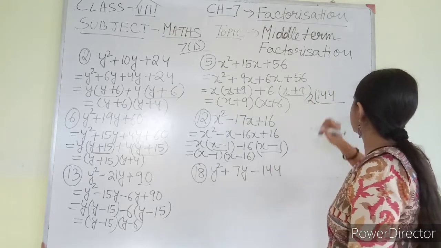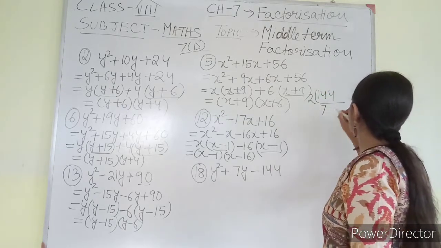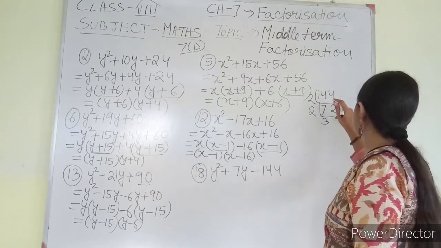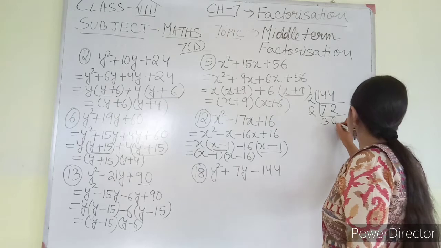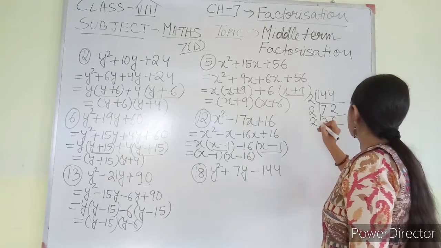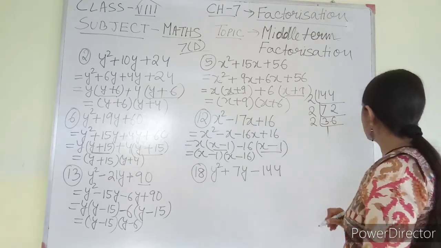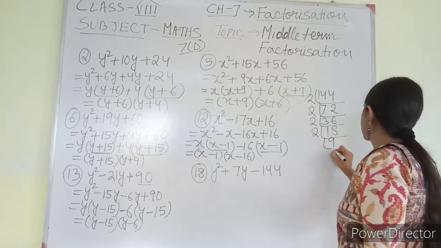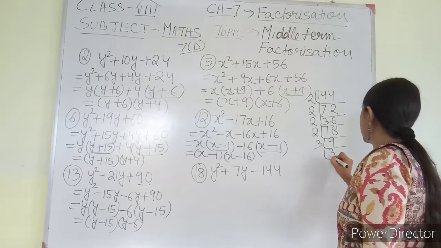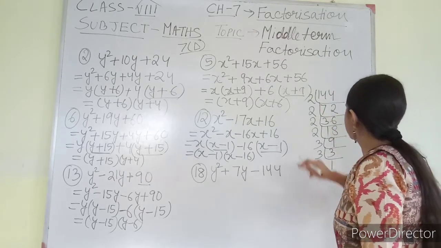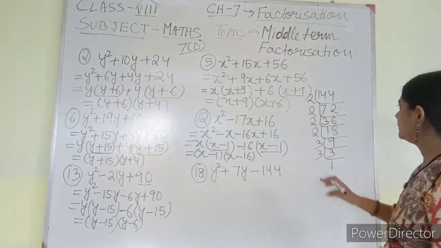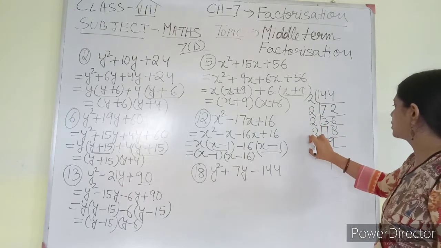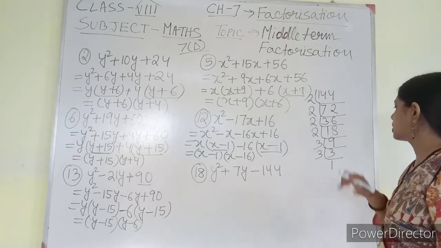144 by 2, if I divide, 2 7s are 14, then 2. Again by 2, 2 3s are 6, 12, that means 6. Now again by 2, 2 1s are 2, 18. Now by 2, 9. Now 3 3s are 9. So I have to get these numbers. 2 2s are 4, 4 2s are 8, 8 2s are 16, and this is 3 into 3, 9.